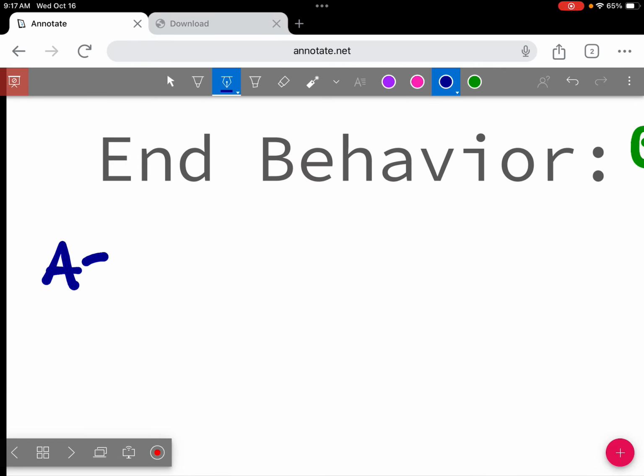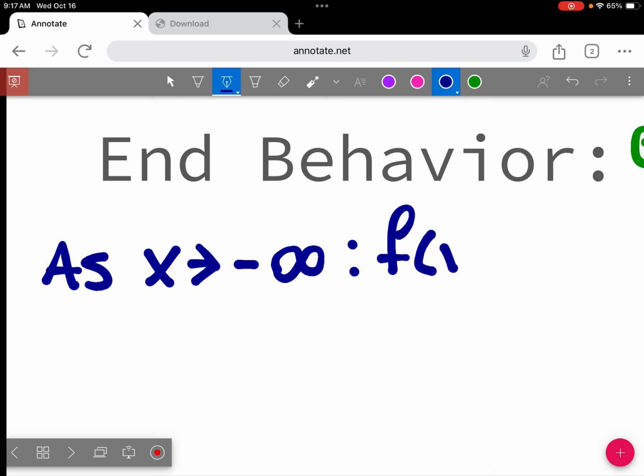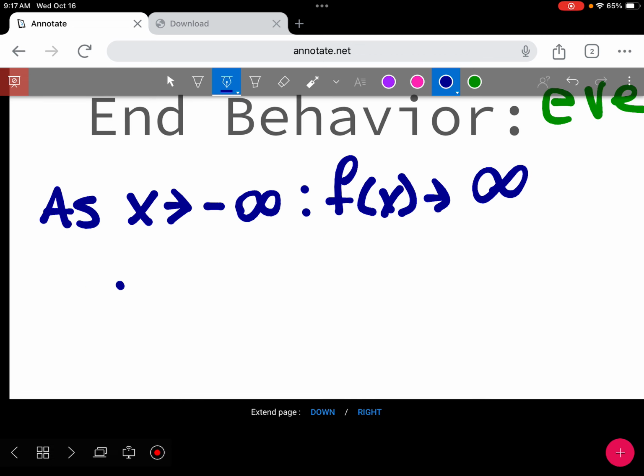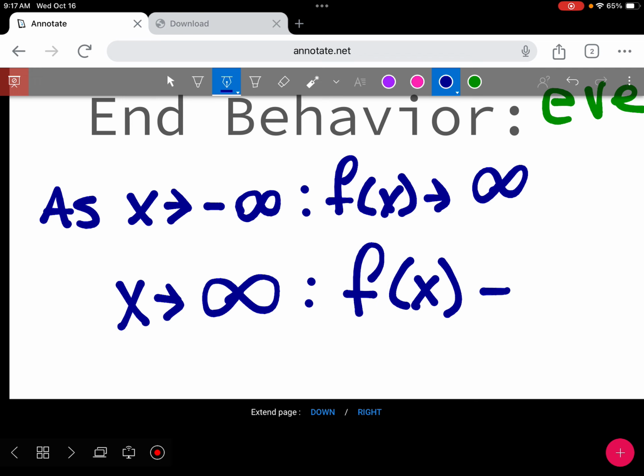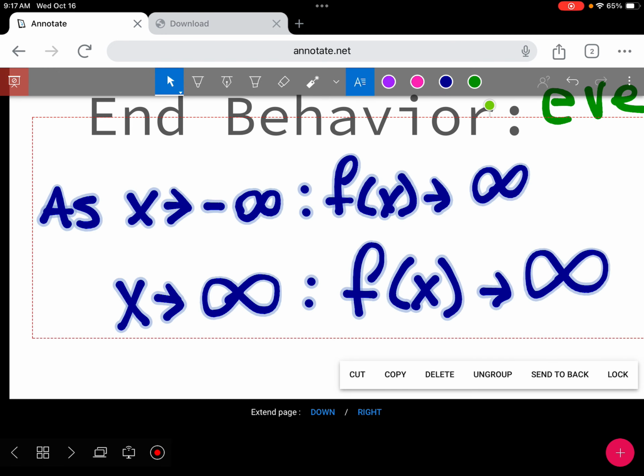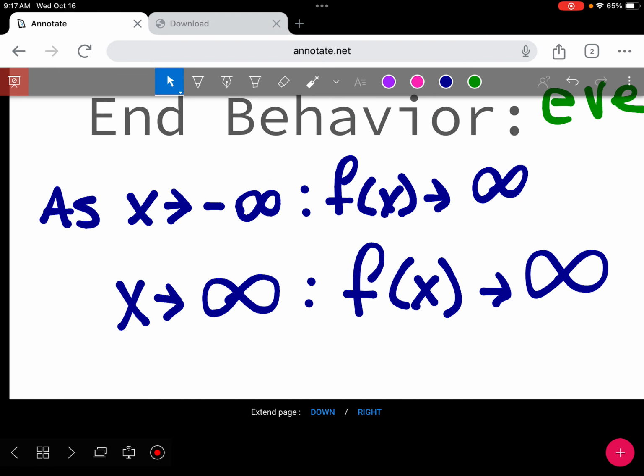So as x approaches negative infinity, what does f of x approach? Positive infinity. My left arrow points up. As x approaches positive infinity, what does f of x approach? Positive infinity again. It's even, they're going to match.